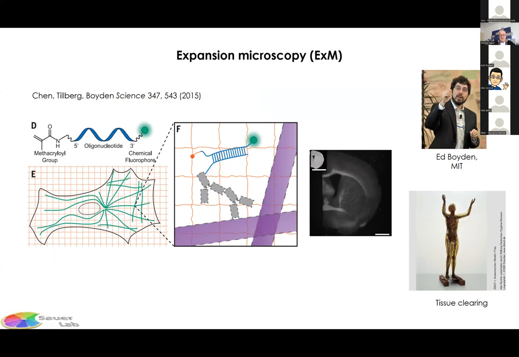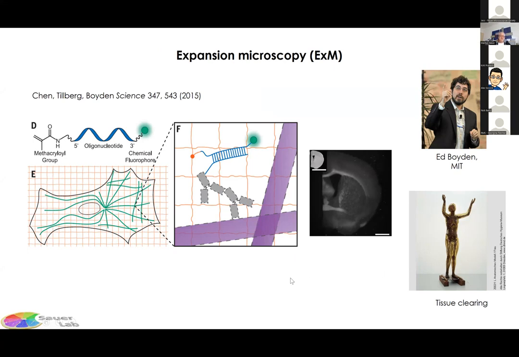Expansion microscopy was introduced by Ed Boyden in 2015 in a seminal Science paper. It is also not a completely new technology he introduced at that time, because clearing has been used in pathology for tissue imaging for decades. Already more than 100 years ago, on the right lower side, there is the glassy woman, who is still in a museum in Dresden in Germany.